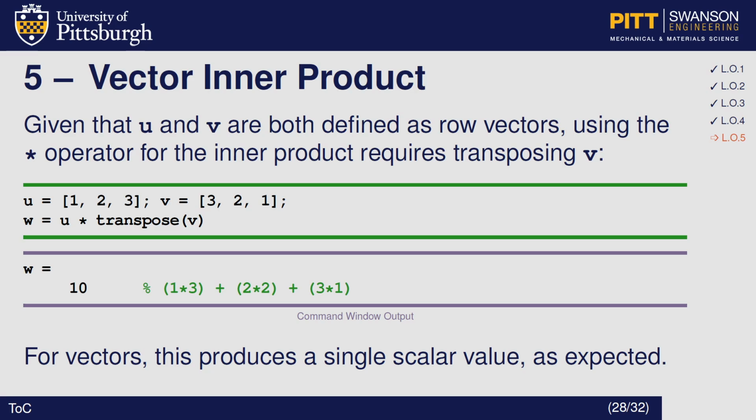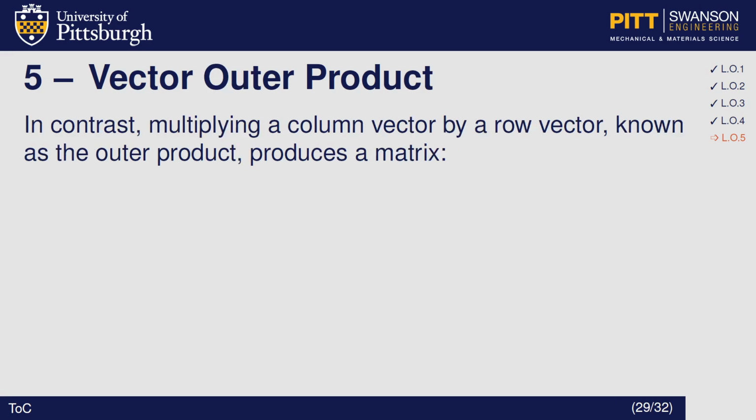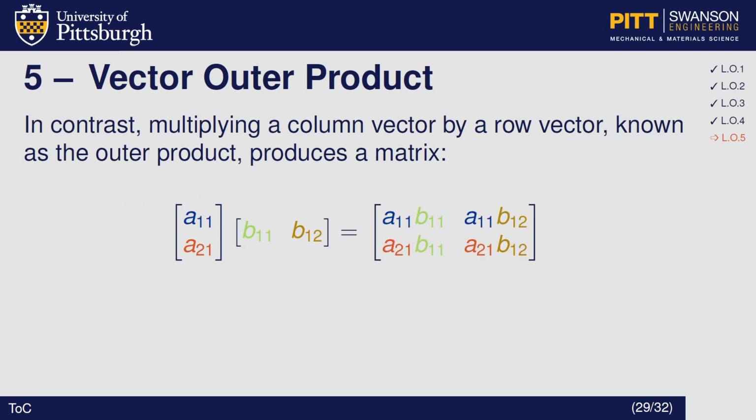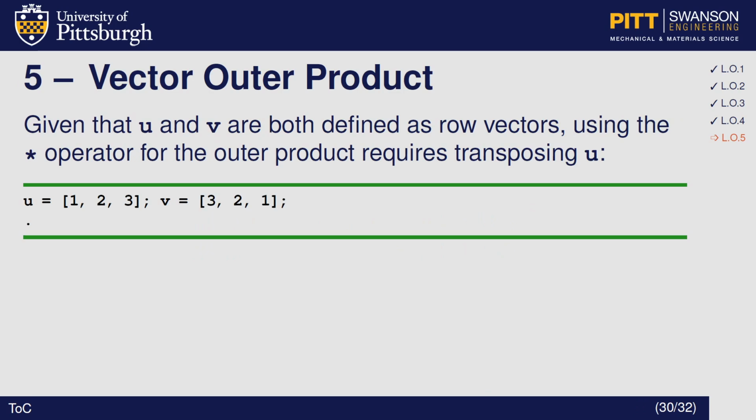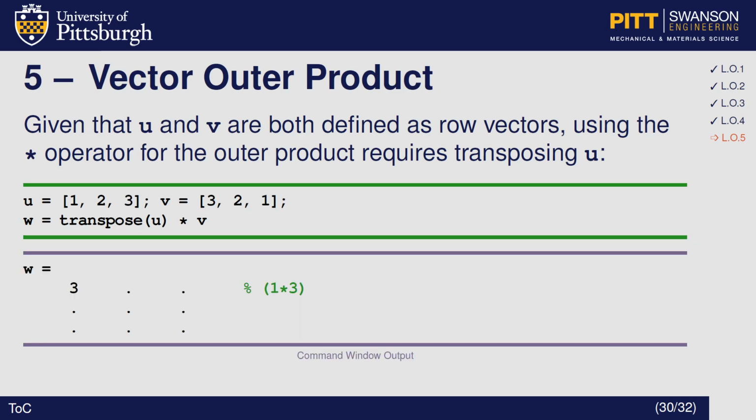In contrast, multiplying a column vector with a row vector, which is known as the outer product, produces a matrix. Knowing that u and v, again, as defined previously, are both row vectors, we have to transpose the vector u in order to use the asterisk operator to compute the outer product. This produces the following matrix: 3, 2, 1 in the first row, 6, 4, 2 in the second row, and 9, 6, 3 in the third row.